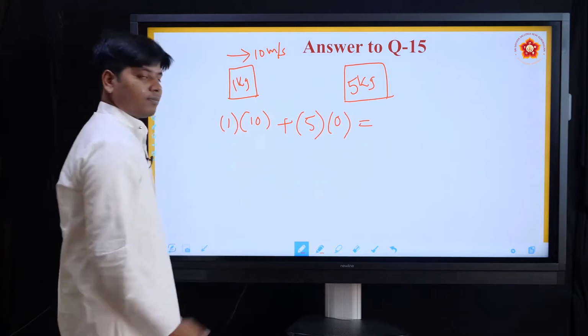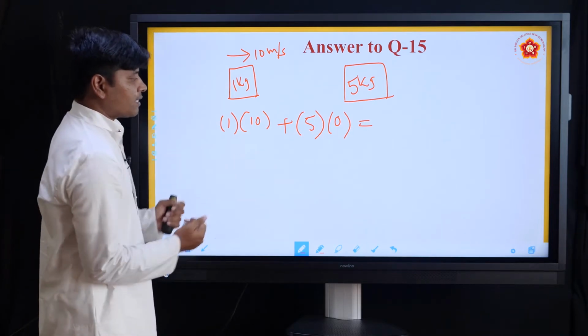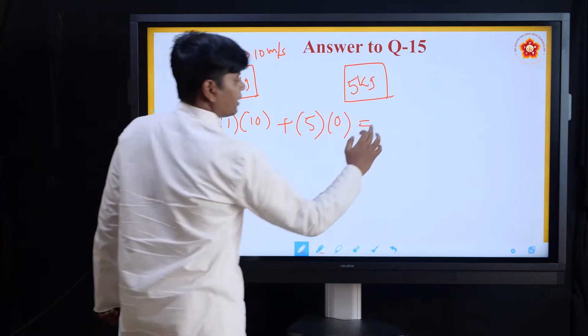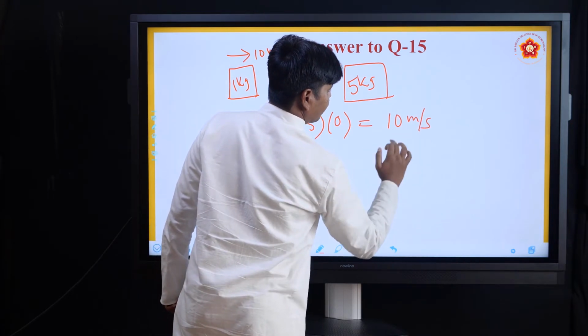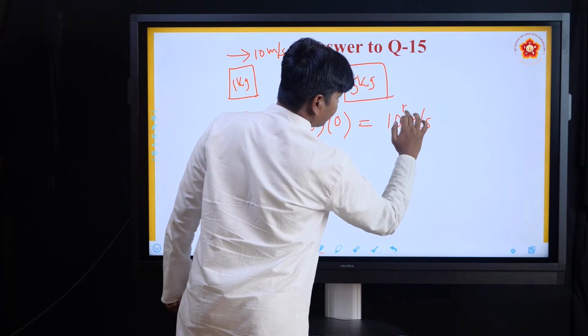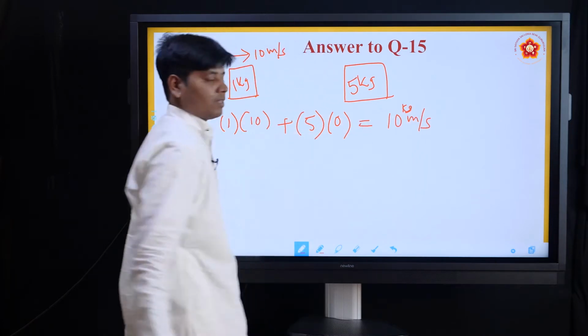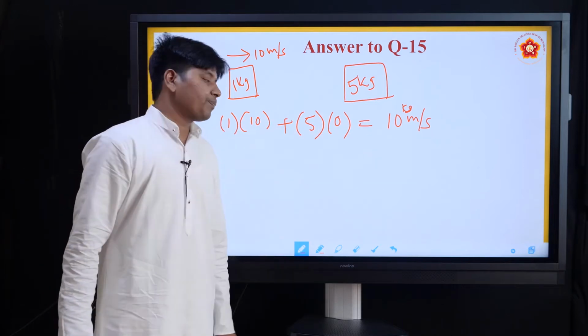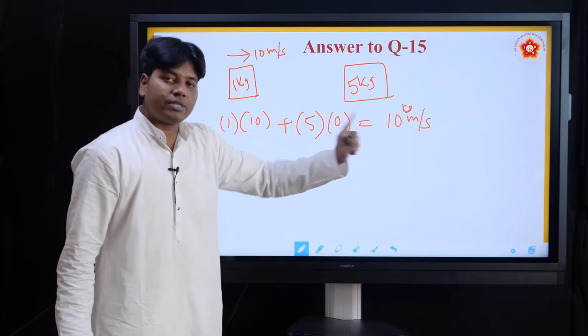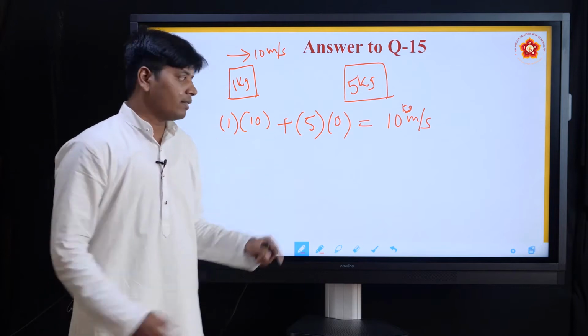What is the total momentum of the system now? 10 plus 0. It gives you 10. Sorry, it is 10 kg meter per second. Alright. This is the unit of momentum, kg meter per second. Now you have this magnitude just before the impact. This is the 10.